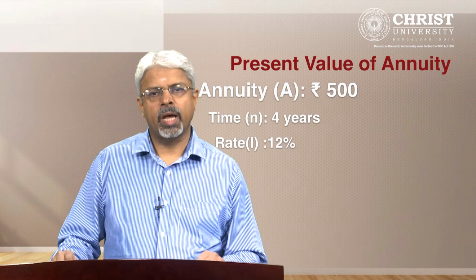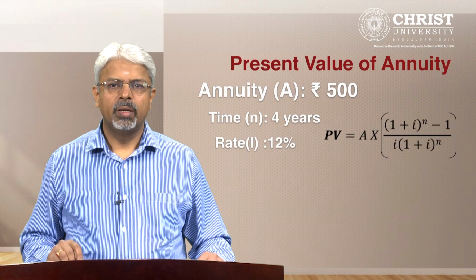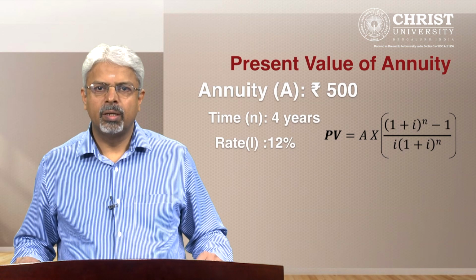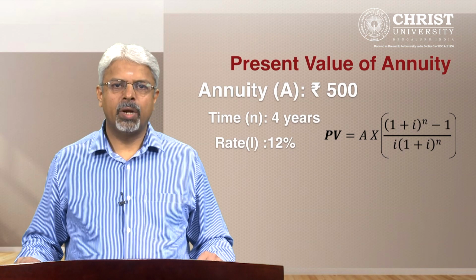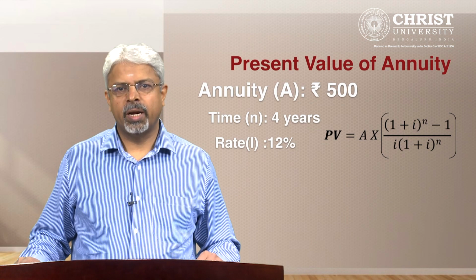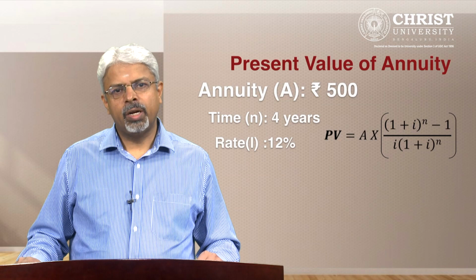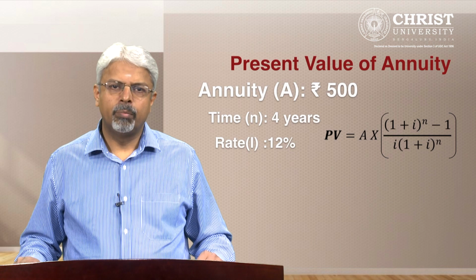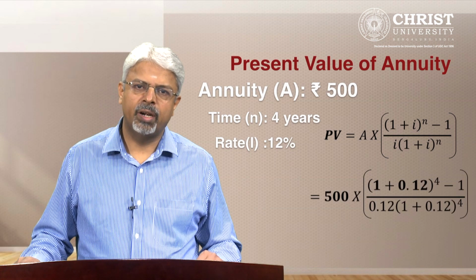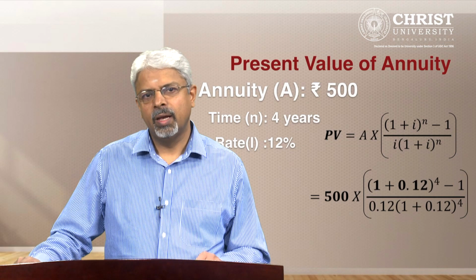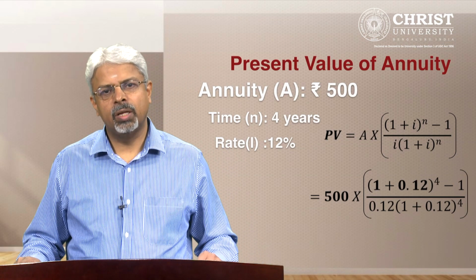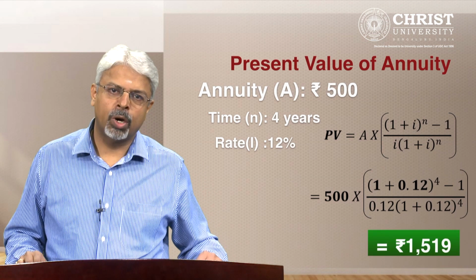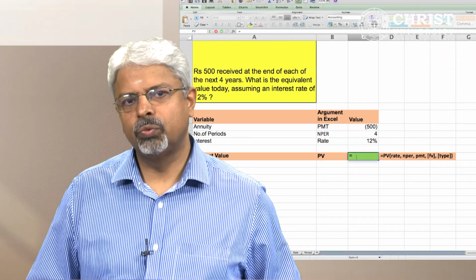The normal formula to calculate the present value of an annuity is equal to annuity A multiplied by, in the numerator, when we open the brackets, (1 plus I) raised to n, close the brackets, minus 1. The denominator would be I multiplied by (1 plus I) raised to n. By substituting the numbers, rupees 500 for A, 12% for I and 4 for n, we get 1,519 rupees, which is the present value of the 4-year annuity amounts of rupees 500. How does this work in Excel?